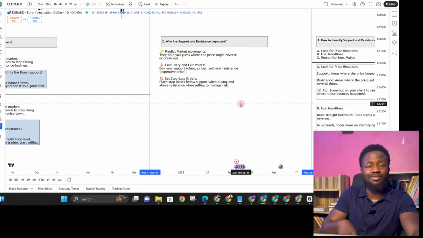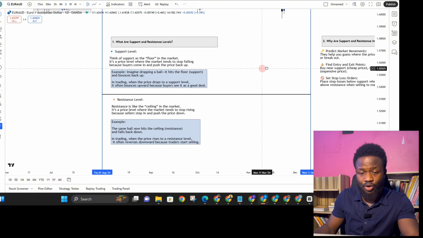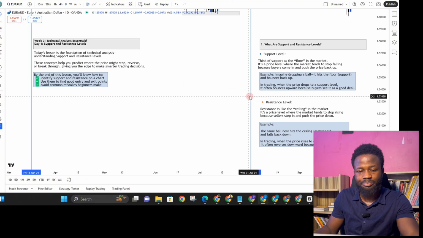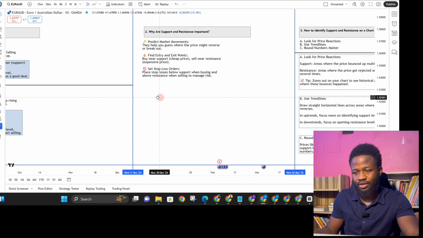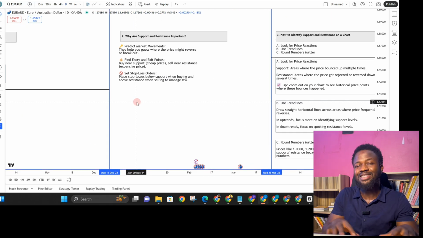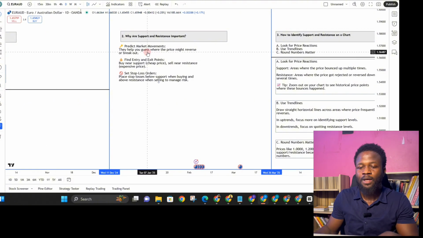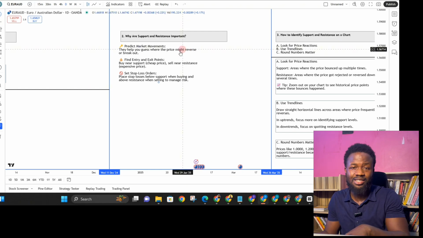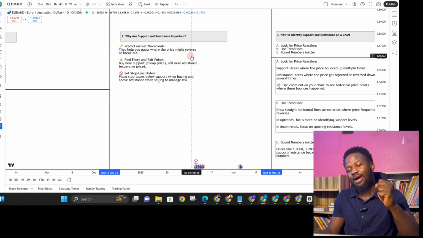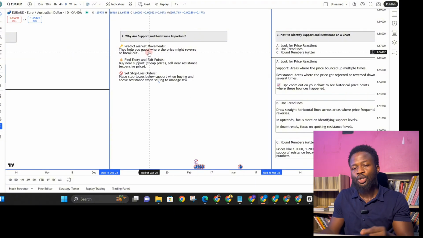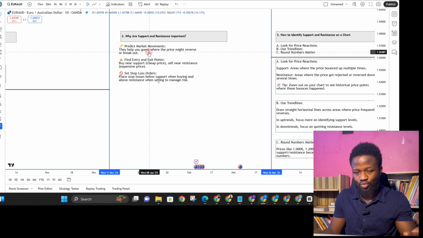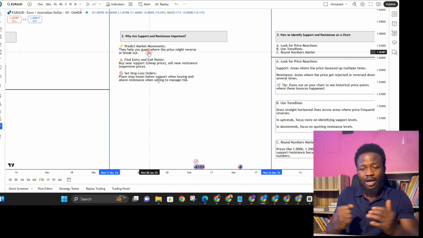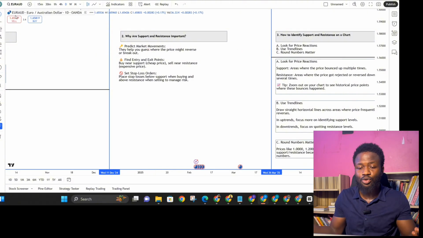So why are support and resistance important? Just like we said on our introduction, but let's have it all over again. Number 1, it helps us to predict market movement. They help you guess where the price might reverse or break out. Hold that breakout in your mind because we are going to explain what that means. One of the things support and resistance help us do is predict what the market might do next. When it takes off from here, where is it going? And anybody that is able to predict correctly takes home some money.